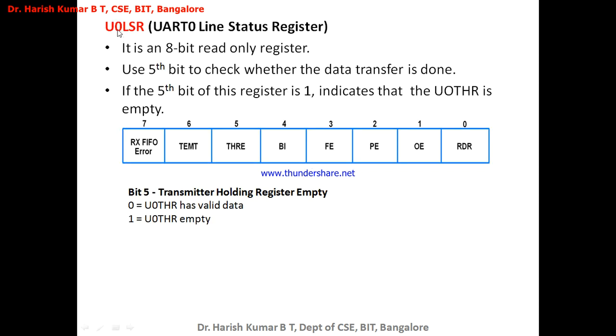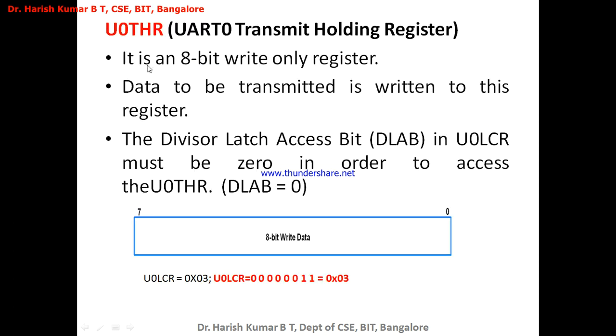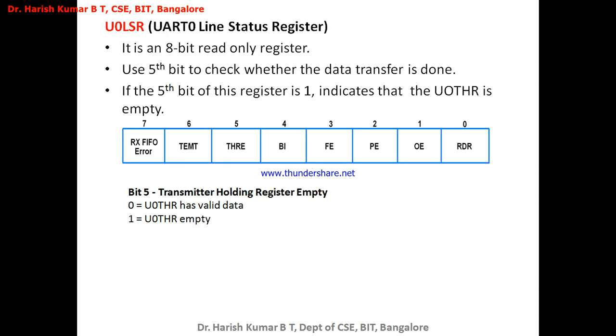Next, there is one more register, U0LSR, the line status register. Again it is a read only register. Why are we using this line status register? The line status register is used to check whether the data transfer is done or not. The moment you write the 8-bit data to U0THR, I said the data will go to the other device. Now how do I know the data has gone to the other device, whether the data transfer is complete? In order to check that, I'll be using the line status register. It is an 8-bit read-only register.